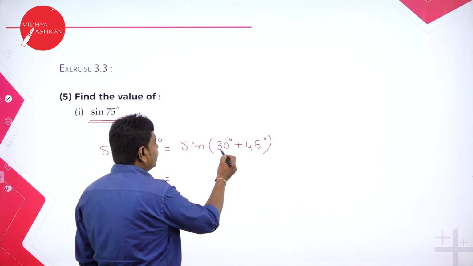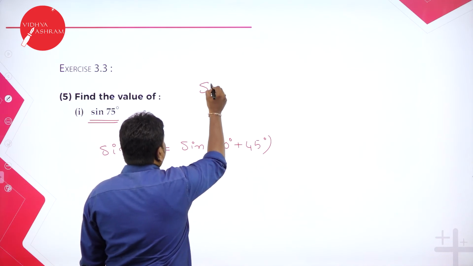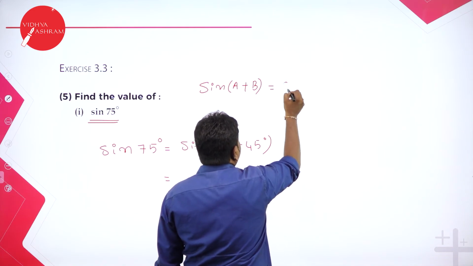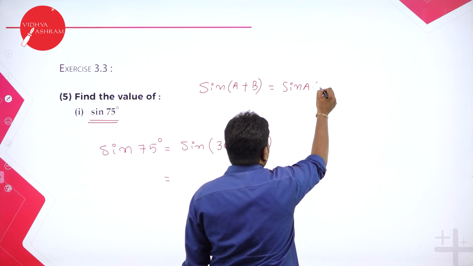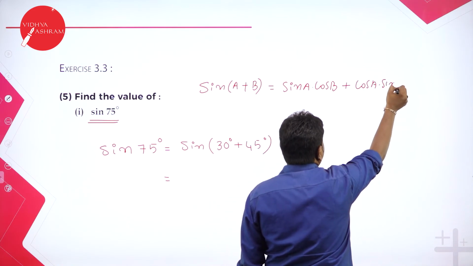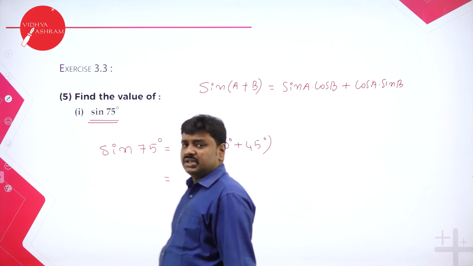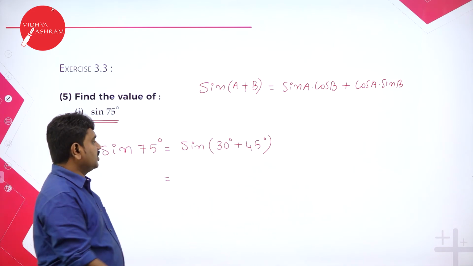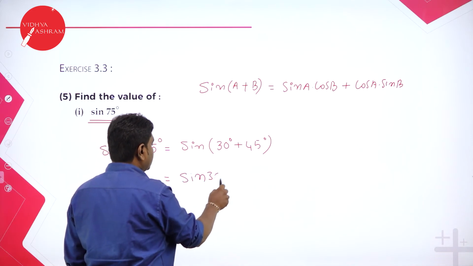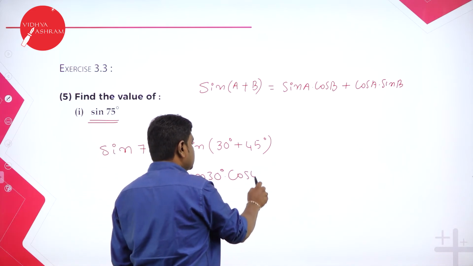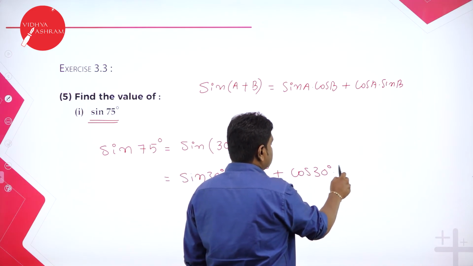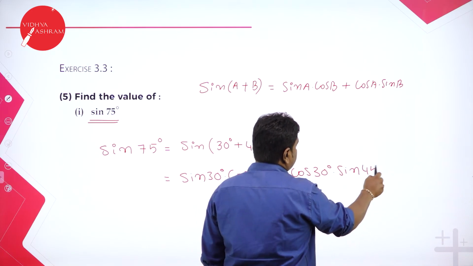Now sine of A plus B. So let me write the sine of sum of angles formula. Sine of A plus B is sine A cos B plus cos A sine B. What is sine of A plus B? Sin A cos B plus cos A sin B. Now in the place of A we have 30, in the place of B 45. So sin 30 cos 45 plus cos 30 sin 45. Now simplify this.